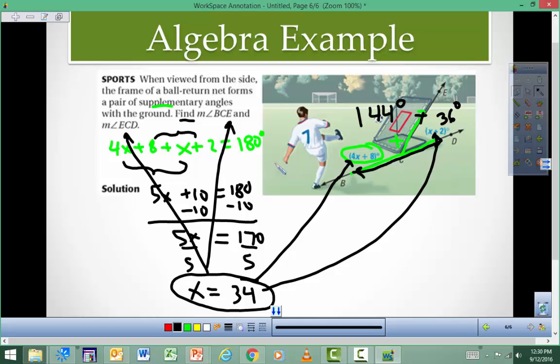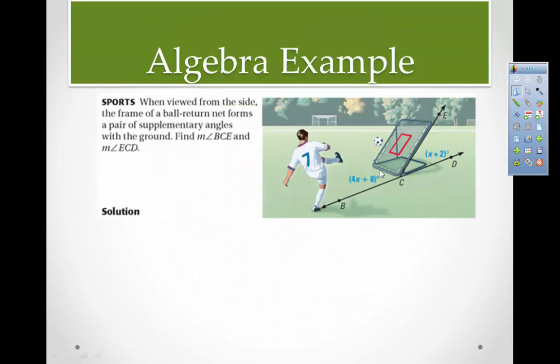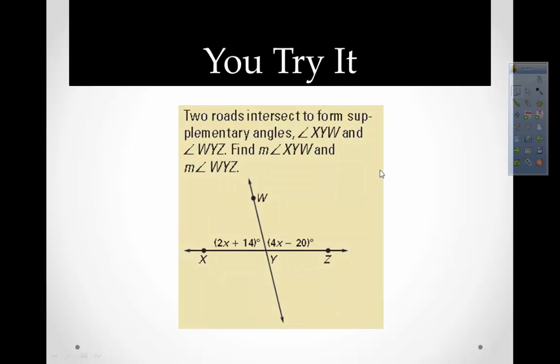So this stuff's not terribly hard. What we would say is that the measure of angle BCE, that's this one, is equal to 144. And the measure of angle ECD is equal to 36. And there you have it. So even if it's algebra, hopefully you can handle this algebra. It's pretty basic algebra here. Okay, we're going to move on.